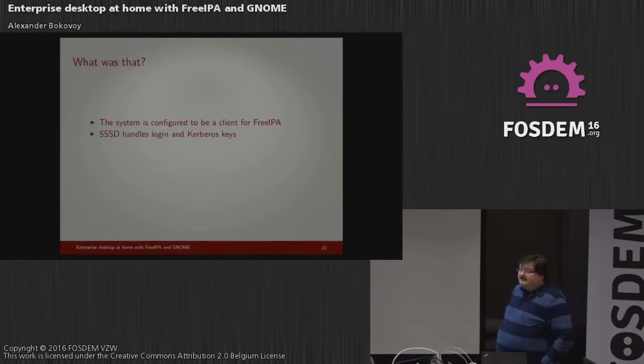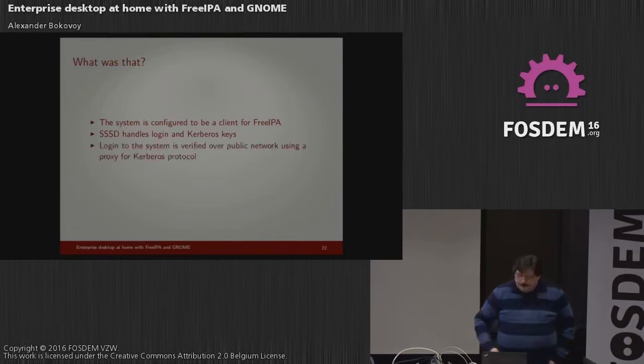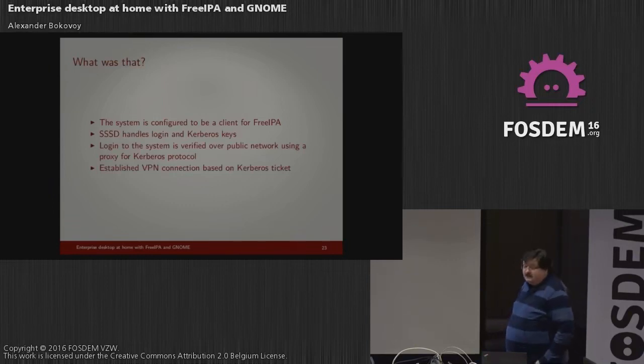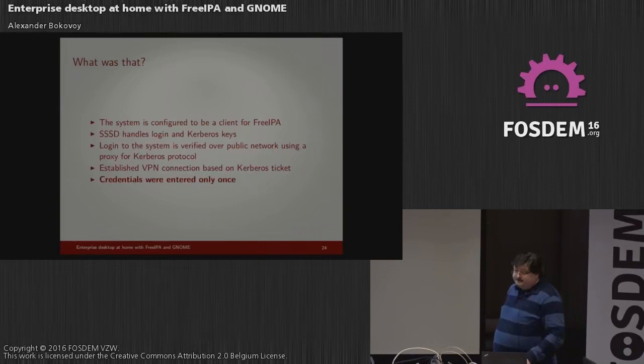Then the SSSD daemon on this machine handles logging in and Kerberos keys. SSSD actually notices that we are using a proxy for Kerberos, and we are using it over the public internet. Kerberos was actually created to be used over public networks, not secured by other means. And then I established a VPN connection based on this Kerberos key. We will go into details of it, but the credentials were entered just once.